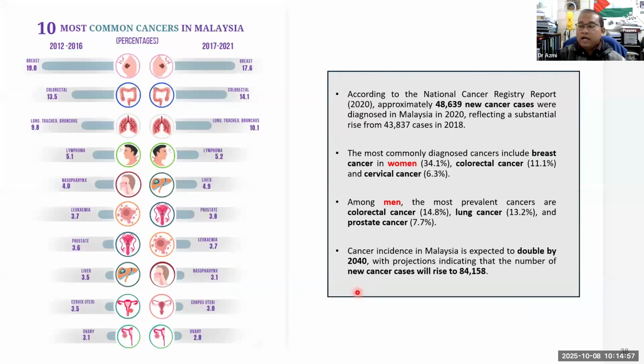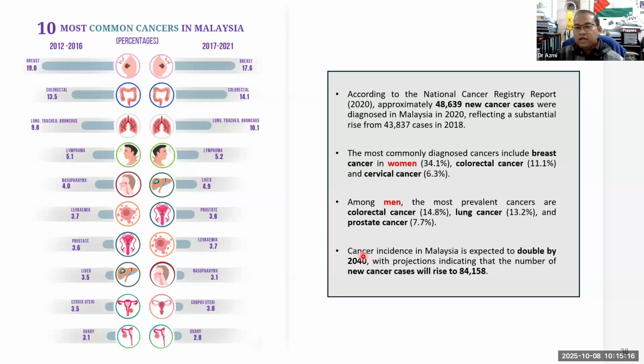These are the 10 most common cancers in Malaysia. Among women, breast cancer, colorectal cancer, and cervical cancer are the most commonly diagnosed. Meanwhile, for men, they are colorectal cancer, lung cancer, and prostate cancer.